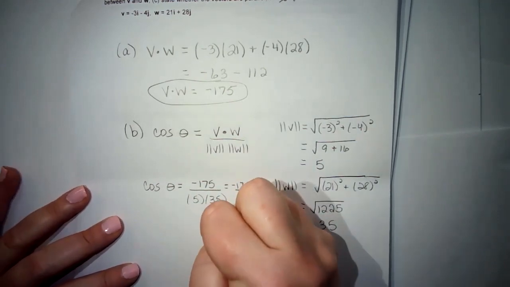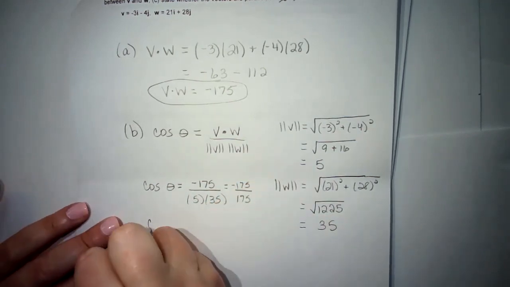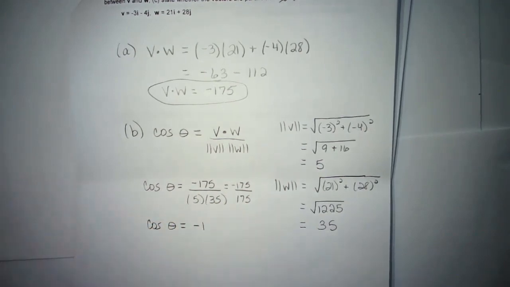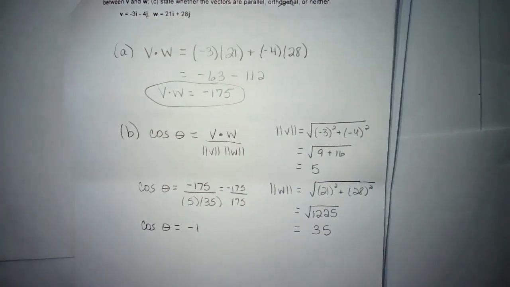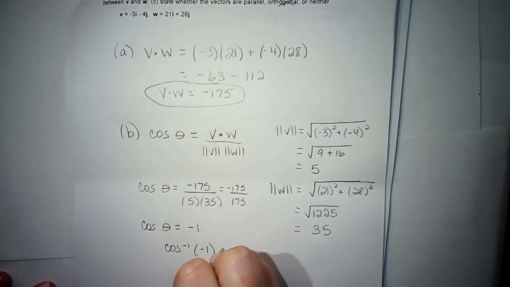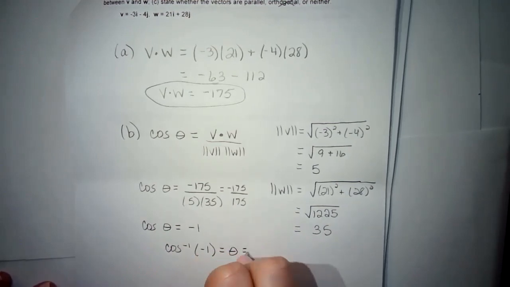Well, isn't that convenient? 175. So what I have is cosine theta equals negative 1. Okay. So now what I can do is put it right in my calculator. Inverse cosine of negative 1.